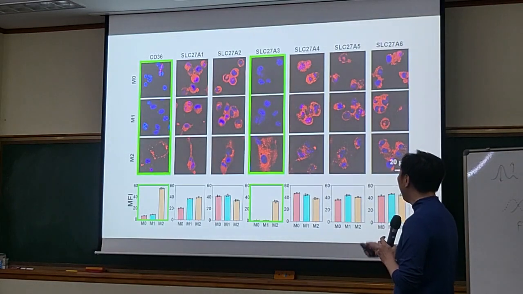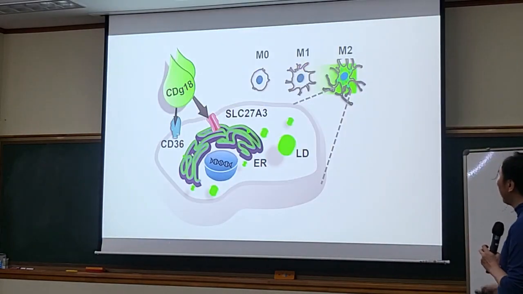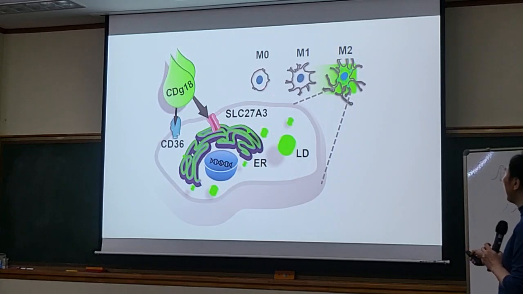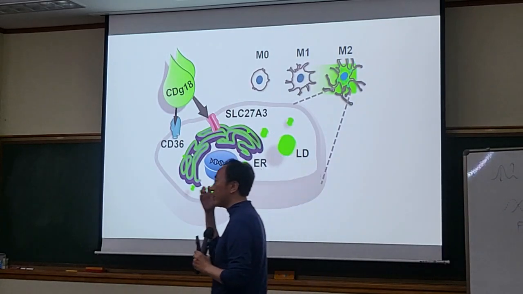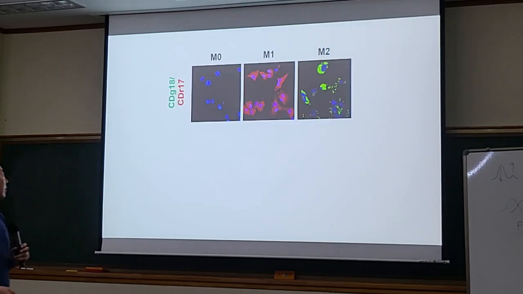And by doing those experiments on which transporter is important or not, we figured out that SH27A3 is a major player to take up the lipid molecules. And this protein is selectively expressed only in M2. Using this, M2 takes up this compound.